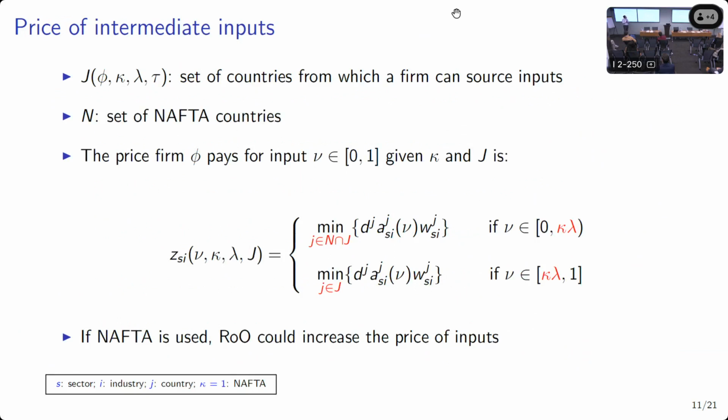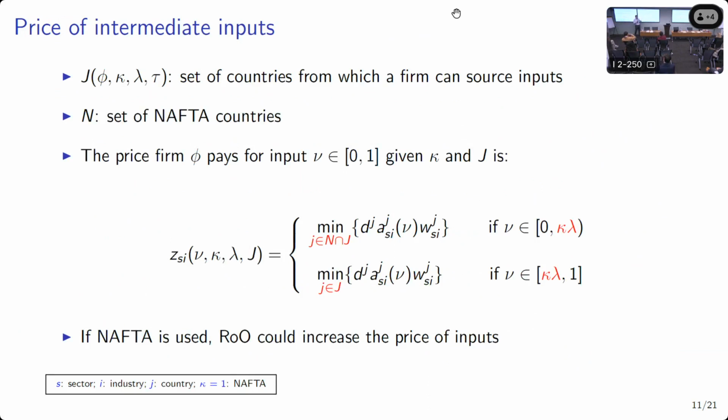Now this is the price of intermediate inputs. J is going to be the set of countries from which I can source intermediates. Okay? And of course, it's going to be an endogenous object. I'm going to pay a fixed cost for each one of the countries in J, right? N is just the set of NAFTA countries, so Mexico, US, and Canada. So the price a certain firm pays for a certain intermediate input is going to be a piecewise function like this, okay?